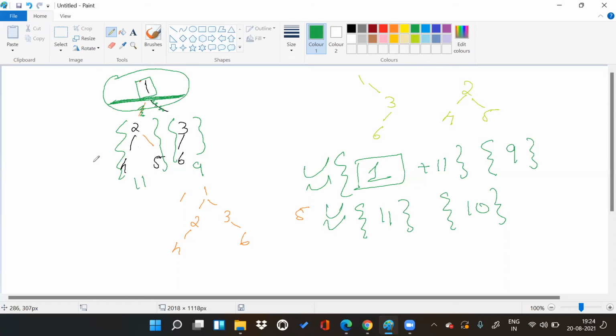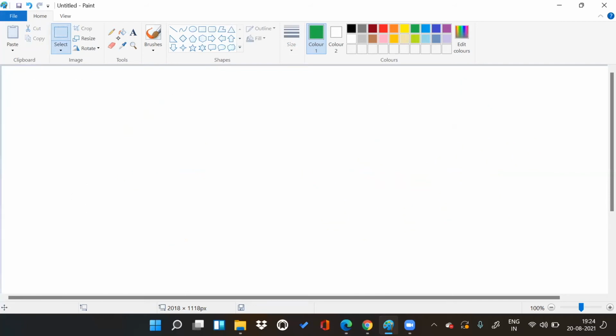I'll take another example by removing another set of edges, and let's see the same thing once again. Let's suppose this was the subtree, and this time we are standing at this particular node. Now, if we are standing at this particular node, what is the thing that we need to keep in mind?